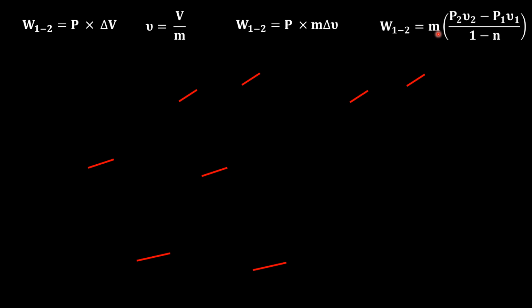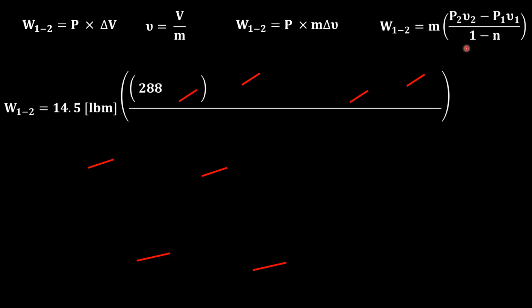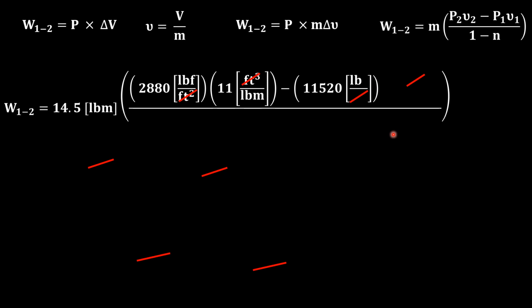And from the first problem, as you can remember, we found an expression, which is P2V2 minus P1V1 divided by 1 minus n, for any polytropic index except 1, because 1 minus 1 in the denominator will give you 0. So here we will plug in the values that we have.